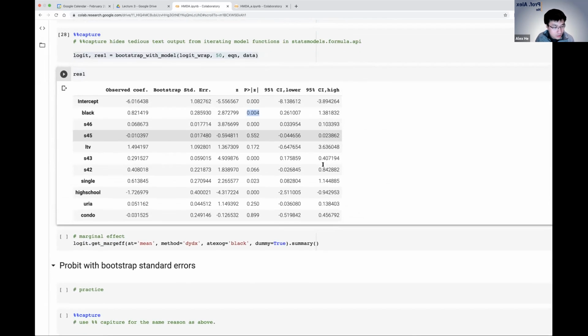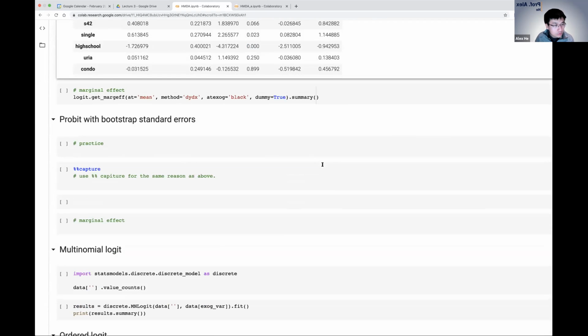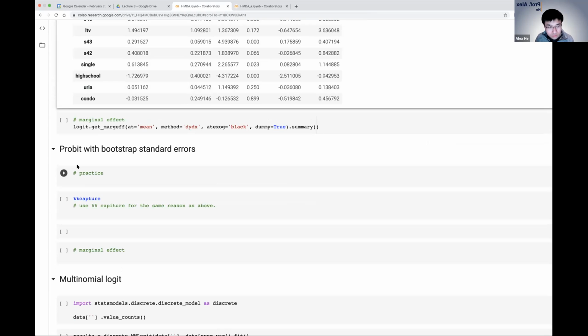Okay, so that's sort of it. And the next part is for you to do some exercise. We've already done it for Logit, and what I wanted you to do is to do it for Probit.